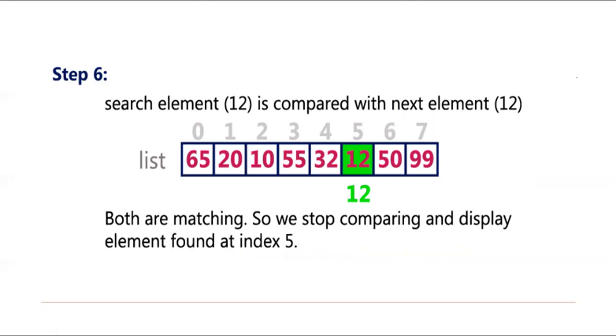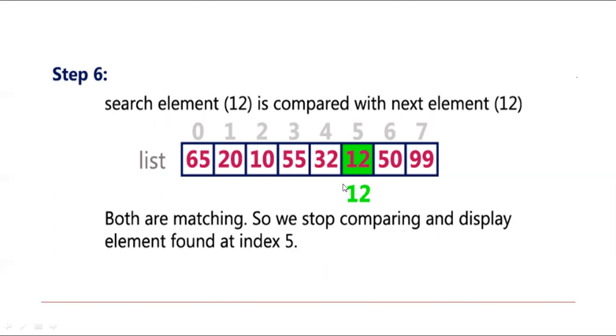So search element 12 is compared with the next element 12. Both are matching. Am I right or not? Both are matching, so we stop comparing and display element found at index 5. Okay, so element found at index 5. Both are equal. List of 5 element 12.